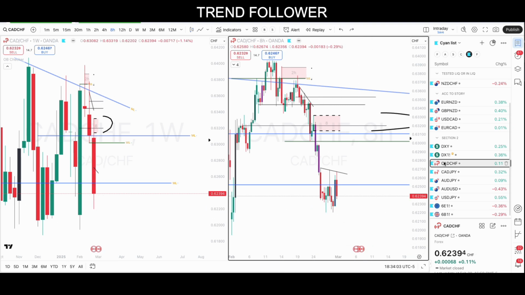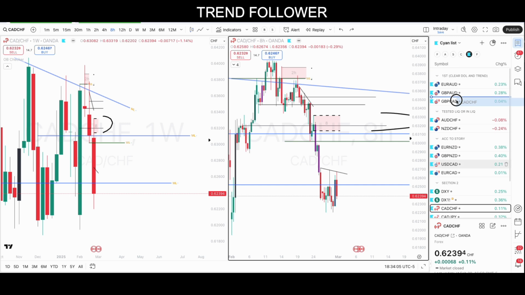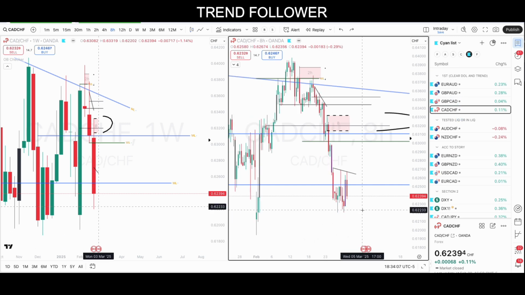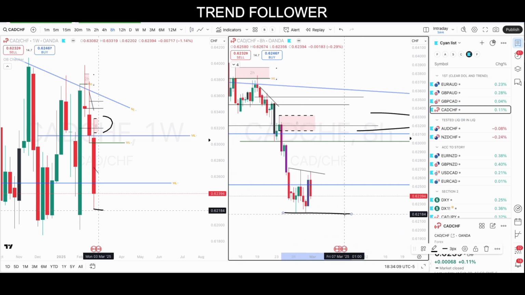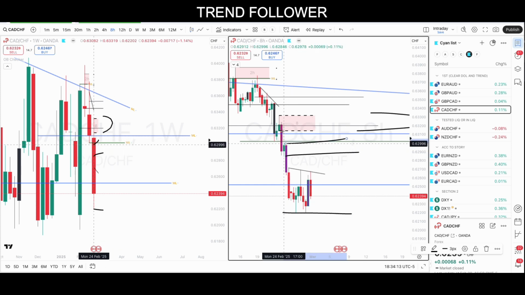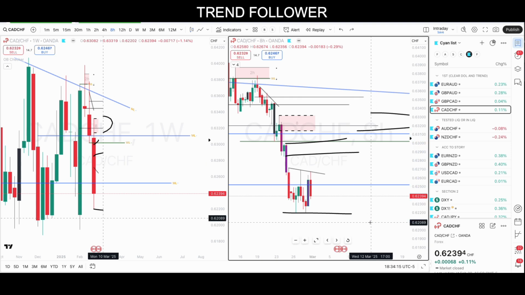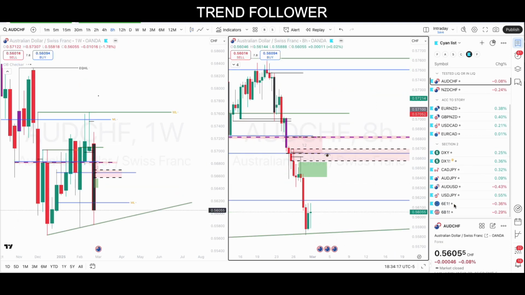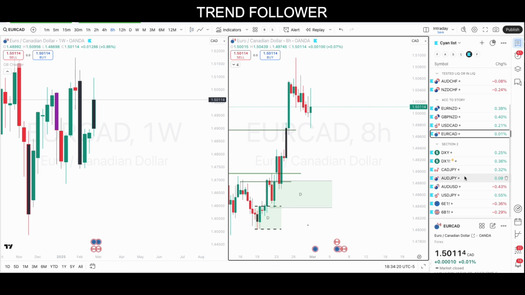So please, I should move this. CADCHF has equal lows here, CHF has news. So I would like to see price action here. Otherwise, I will short here, right? Where did EURCAD go?